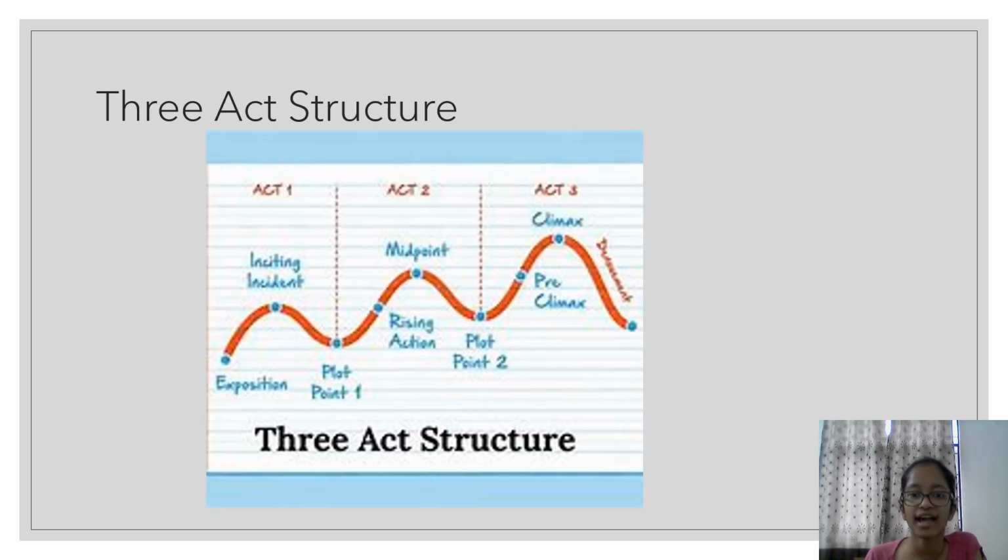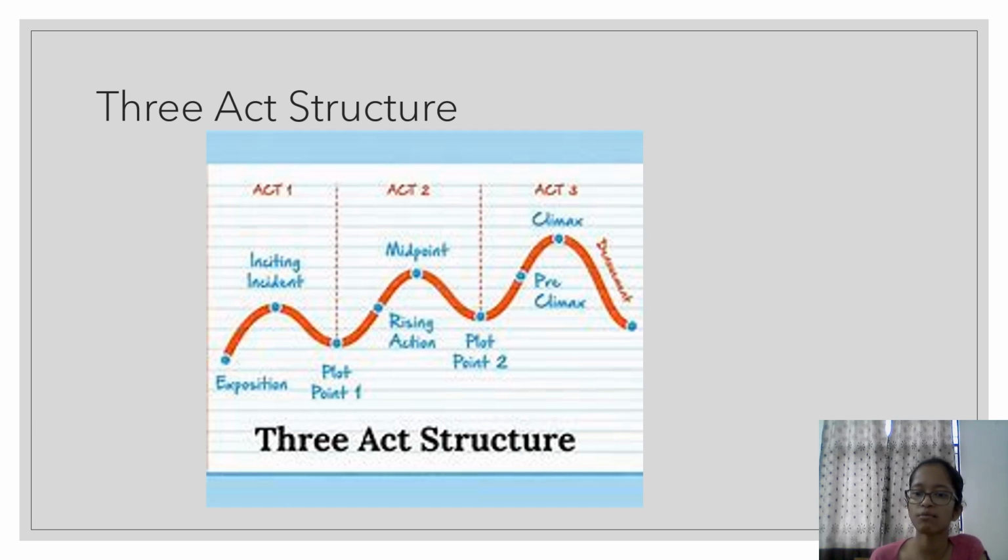Now comes the 3-act structure. As the name suggests, there are 3 acts. So in the first act, you have the exposition, then the inciting incident, then the plot point 1. In act 2, you have the rising action, midpoint, and plot point 2. And finally, you have the pre-climax and the climax. After that, you have the resolution.